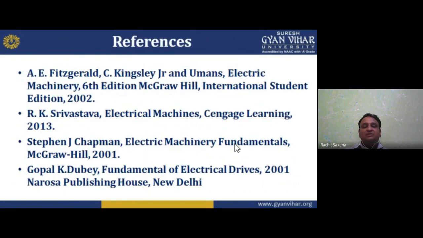Now these are some references from which I took some material to deliver this lecture. A. Phil Garrett is a very good book. R.K. Srivastava from Cengage Learning also has good content by an Indian author. Stephen J. Chapman again has good international content. And then we have Gopal K. Dubey. So all these books are available in our library. You can just refer to them, just read them.